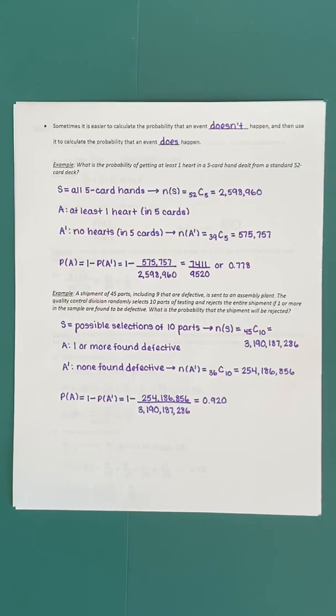So let's look at a couple questions where we might use complements kind of working backwards. So for example, what is the probability of getting at least one heart in a 5-card hand dealt from a standard 52-card deck?